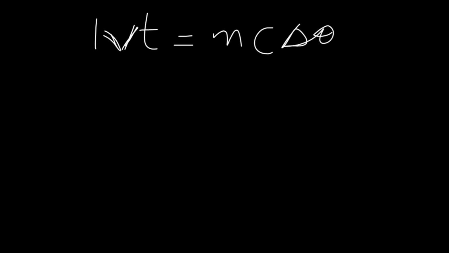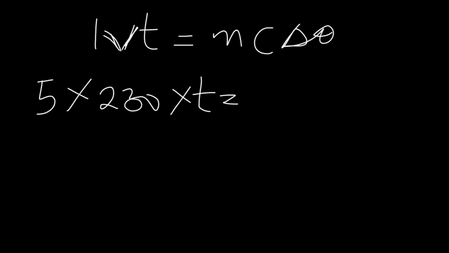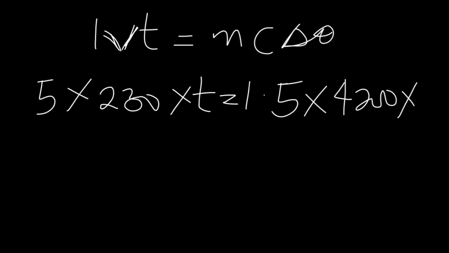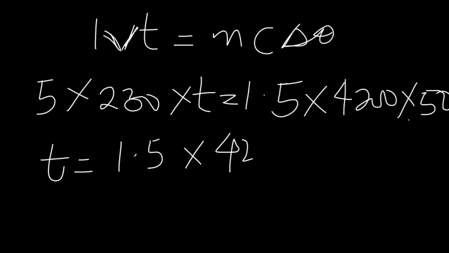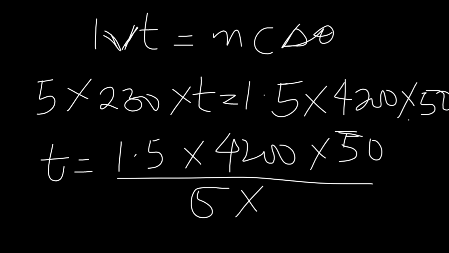So my I is 5. What they give us as V, our V is 230, and t, what's our t? They didn't give us t, so we are looking for t. t is unknown. Our m is 1.5, c is 4,200, and change in theta is 50. So with this, we can find out t. So t will be equal to 1.5 times 4,200 times 50, divided by 5 times 230.